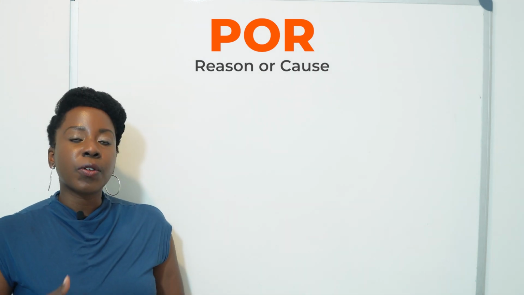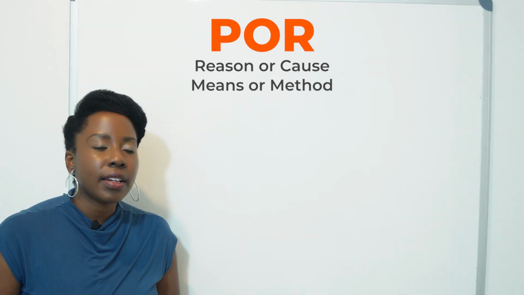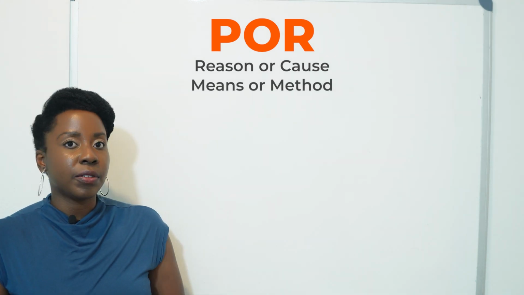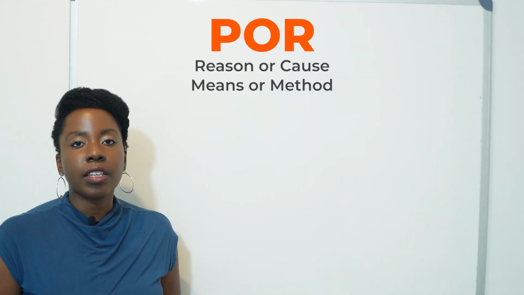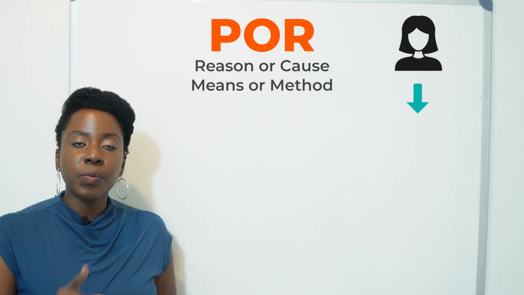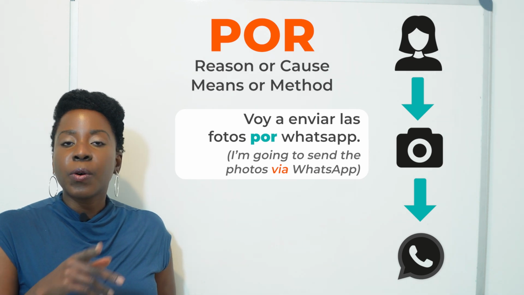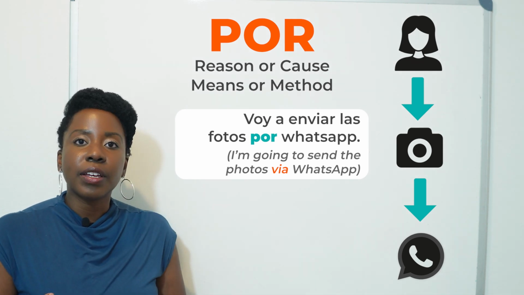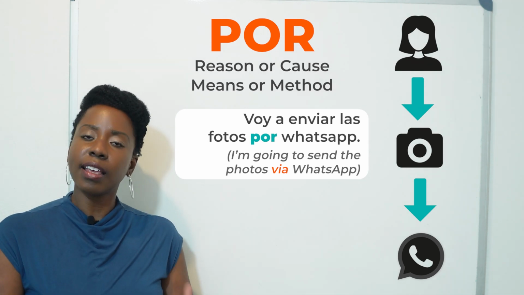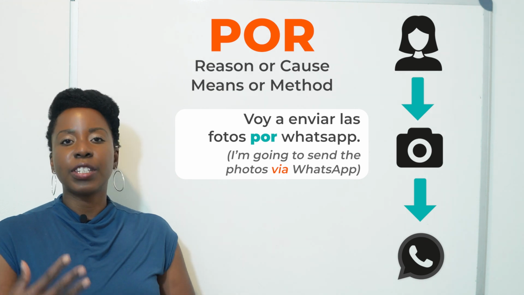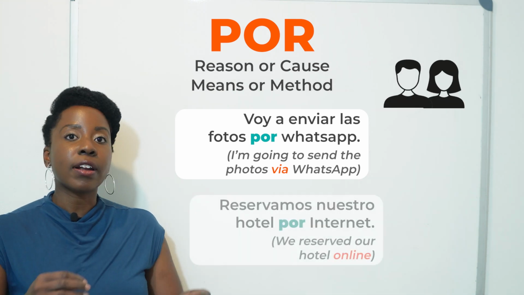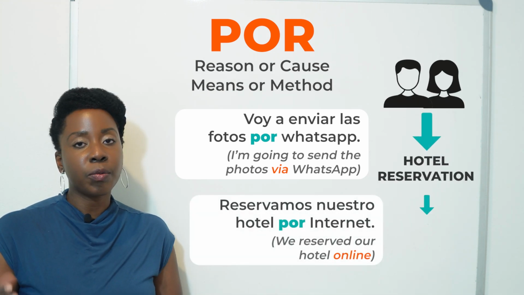We also use por for a means or a method. So, Ana's thinking about those photos she's gonna take, and she says, voy a enviar las fotos por WhatsApp. So she's going to send the pictures through, by means of WhatsApp. That's how she's going to send them. And how about reservamos nuestro hotel por internet?